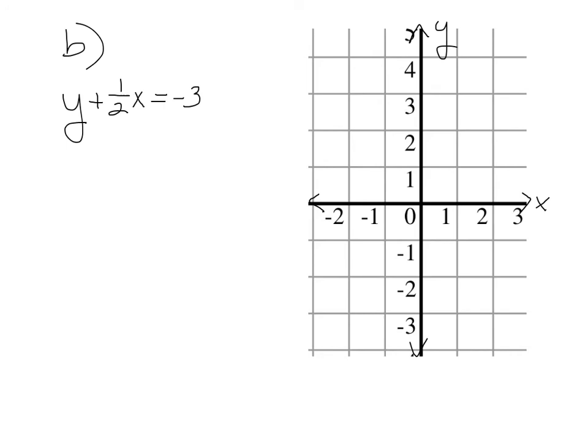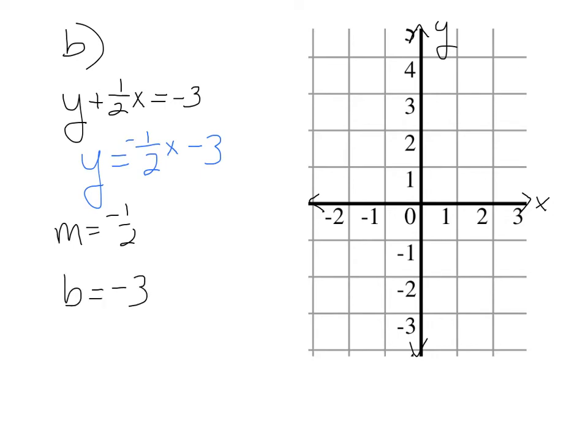Example B. y plus 1/2 x equals negative 3. Step 1. Is it solved for y? Is the equation in slope-intercept form? No. So I'm going to subtract the 1/2 x. And that's going to give me y equals negative 1/2 x minus 3. The slope is going to be negative 1/2. The y-intercept is negative 3.